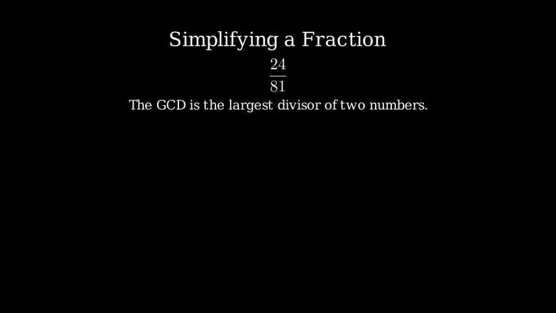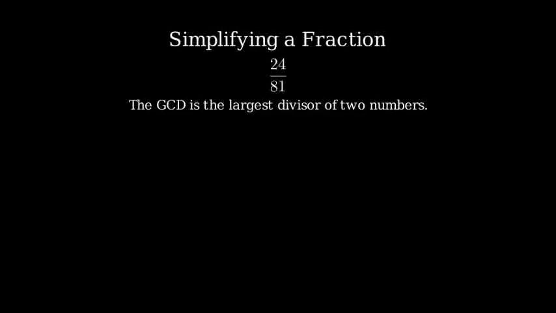Today, we're going to simplify the fraction 24 over 81, and we will do this with step-by-step explanation by finding the greatest common divisor, or GCD, and dividing both the numerator and denominator by the GCD. To simplify a fraction, the first step is to find the greatest common divisor of both the numerator and the denominator. The GCD of two numbers is the largest number that divides both of them without leaving a remainder.